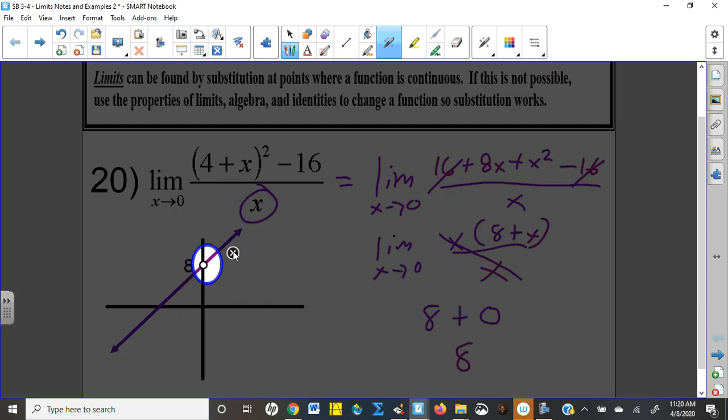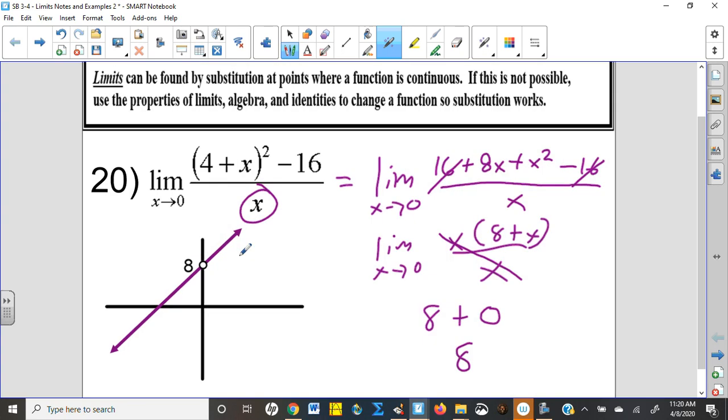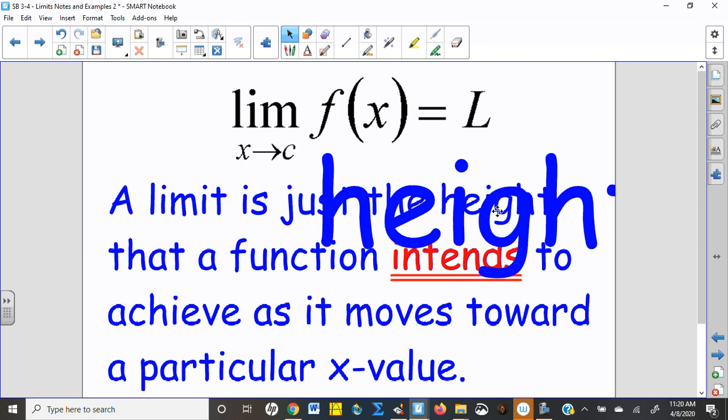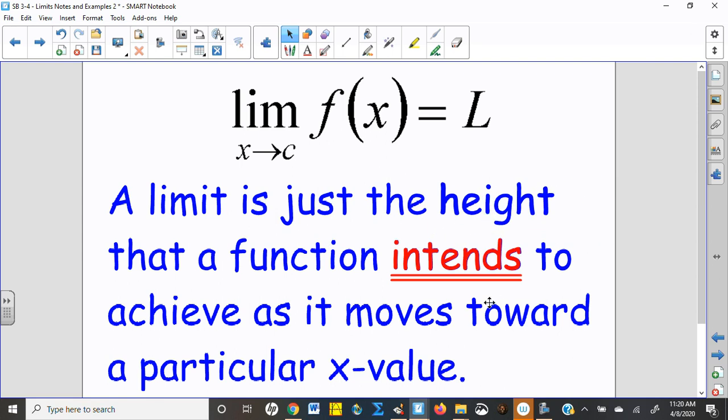Limits don't care about what's there. Remember, that was a big thing that we talked about yesterday. The limit is just a height that a function intends to get to. It's trying to get to a certain height, a certain y value. It's intending to get there, and we're trying to figure out what that height is.